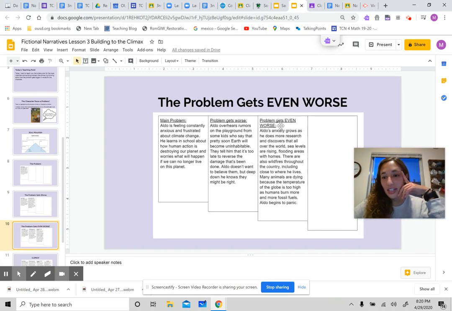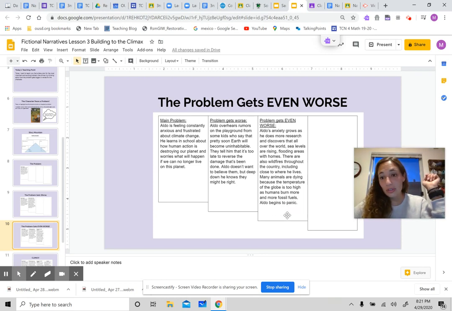Problem gets even worse. Aldo's anxiety grows as he does more research and discovers that all over the world, sea levels are rising, flooding areas with homes. There are also wildfires throughout the country, including close to where he lives. Many animals are dying because the temperature of the globe is too high as humans burn more and more fossil fuels. Aldo begins to panic.